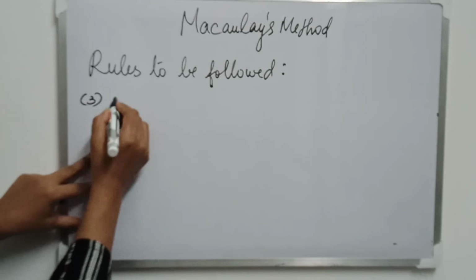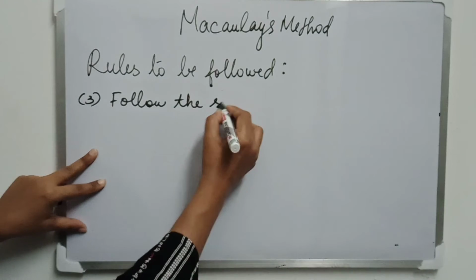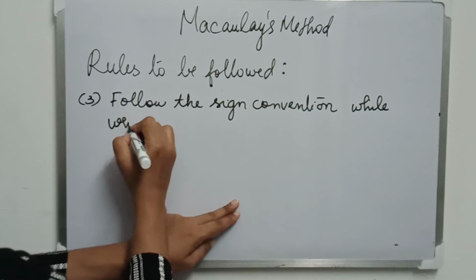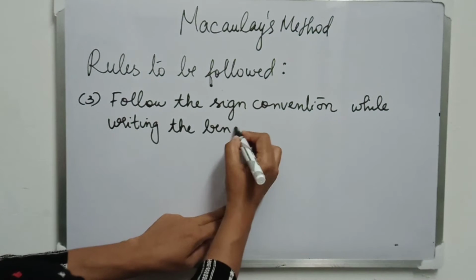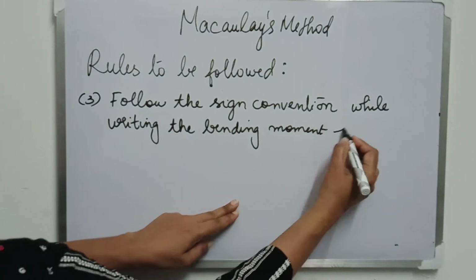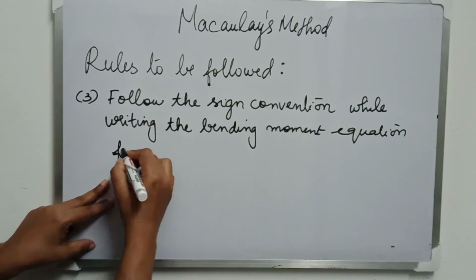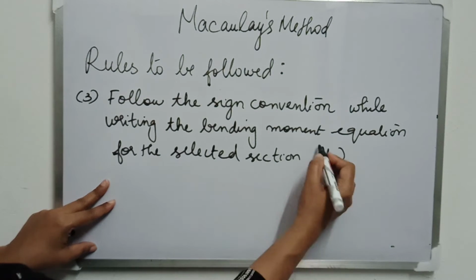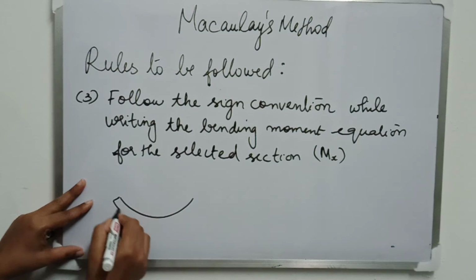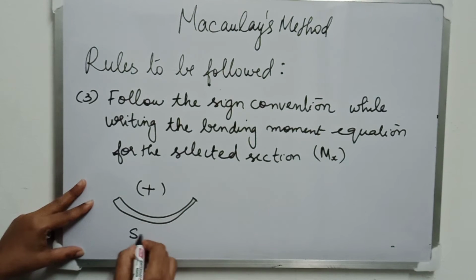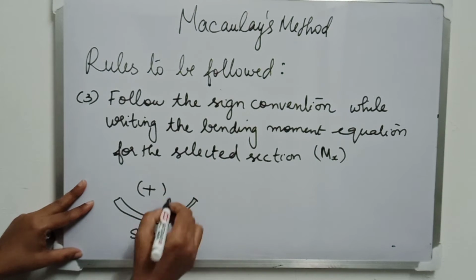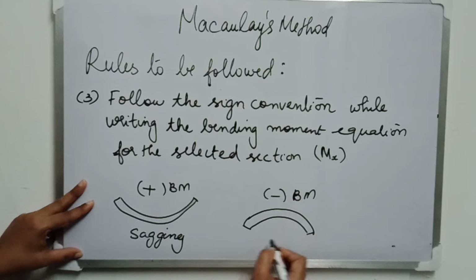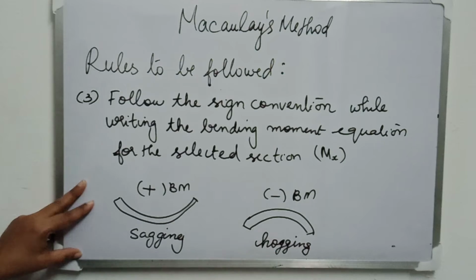Let us now move on to the third condition. Follow the sign conventions while writing the bending moment equation for a selected section of the beam. And that bending moment is generally denoted as Mx. As we all know, the sign convention is if the bending moment creates a sagging effect, it is positive bending moment, and if the bending moment creates a hogging effect, it is negative bending moment.